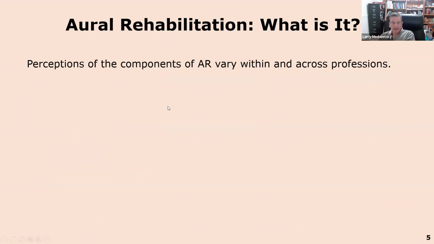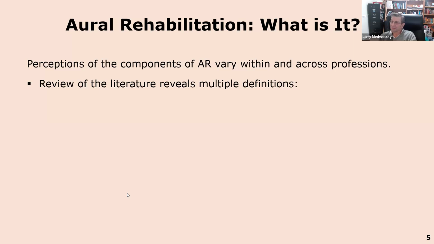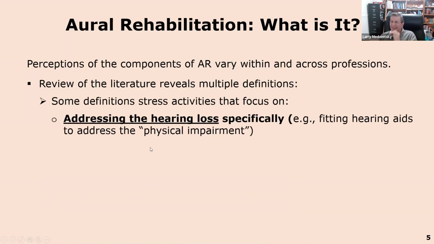So, the components of what constitutes aural rehabilitation vary within the audiology profession and across different professions. So when you look at the literature, there are multiple definitions of it. Now, some of the definitions will stress activities that focus on addressing the hearing loss specifically. Or they may say it's the testing of a person's hearing and the fitting of hearing aids. And the goal is to address the physical impairment, in this case the hearing loss. How can we help the person hear better?